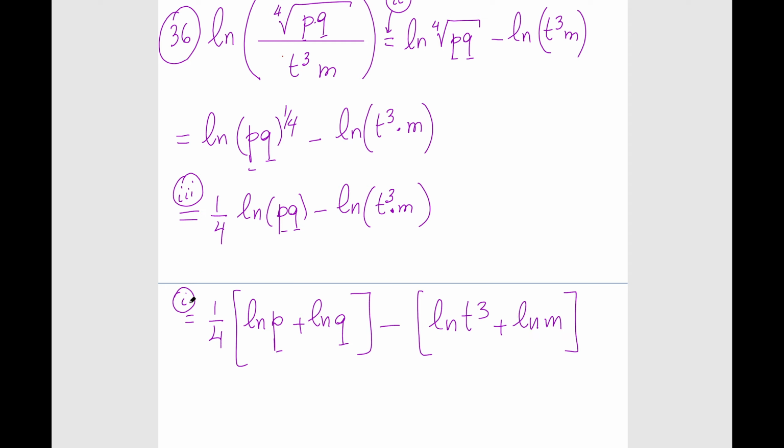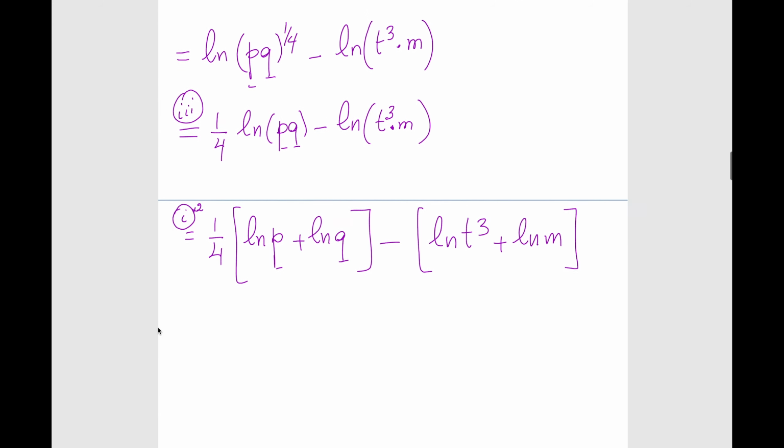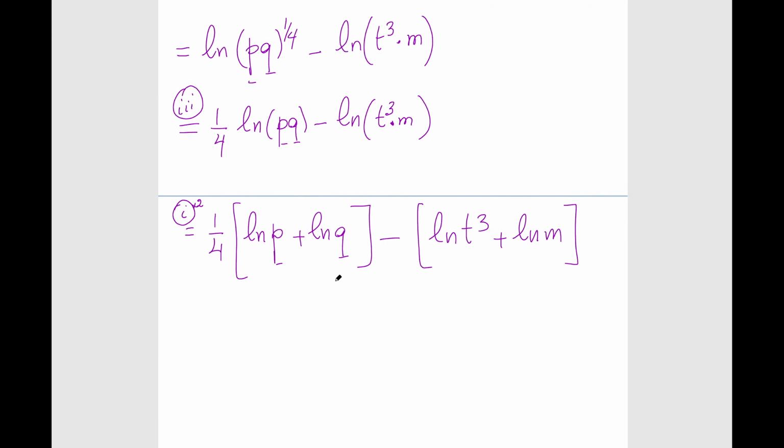This is also part 1. So if you want part 1 twice, okay. We're going to keep expanding as much as we can. We're almost there. So this means if you distribute the multiplication over addition, you get 1 over 4 ln of p plus 1 over 4 ln of q, minus ln of t cubed, minus ln of m.